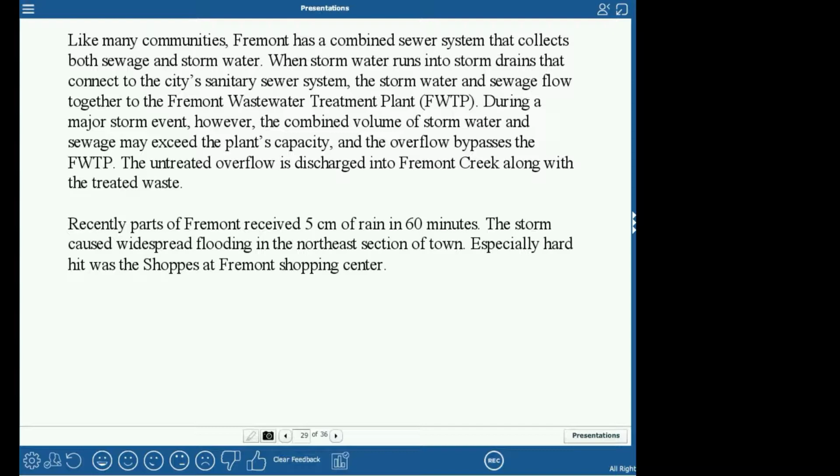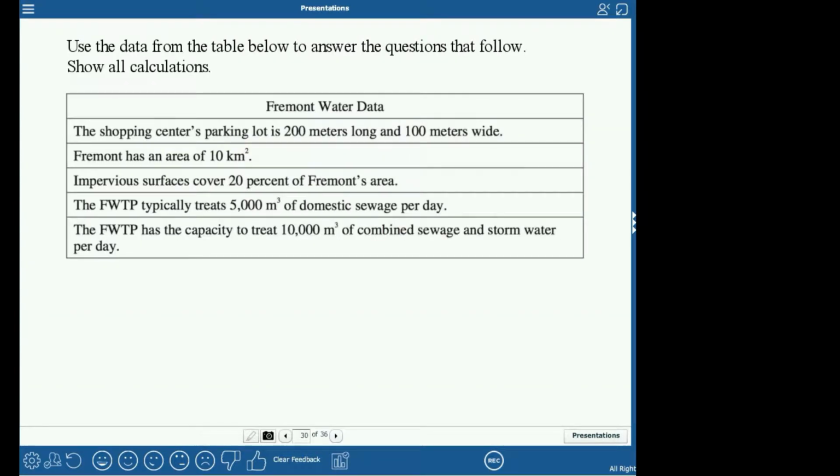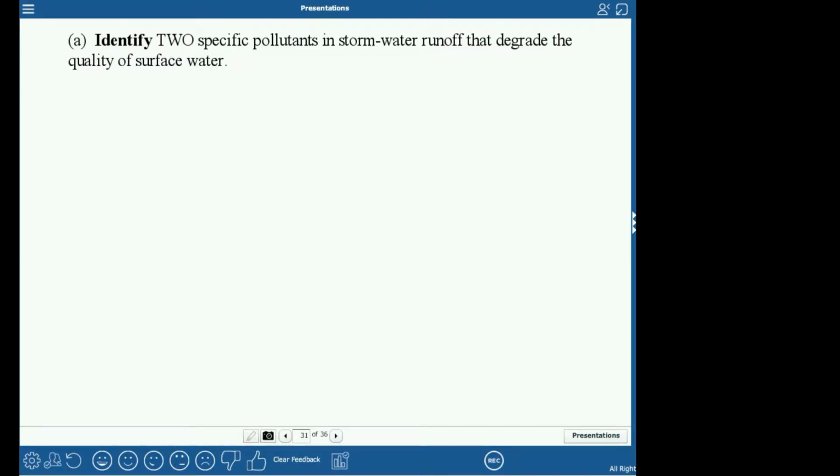Recently, parts of Fremont received 5 centimeters of rain in 60 minutes. The storm caused widespread flooding in the northeast section of town. Especially hard hit were the shops at Fremont Shopping Center. And then they give you this data that you need to calculate your answers.